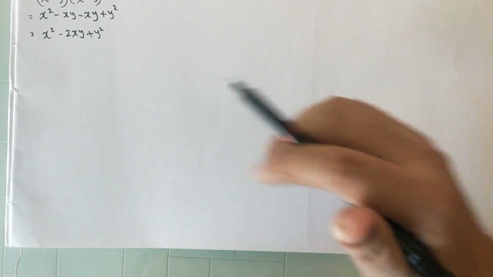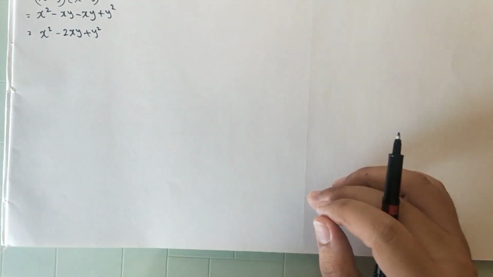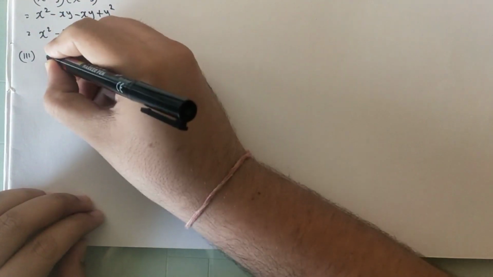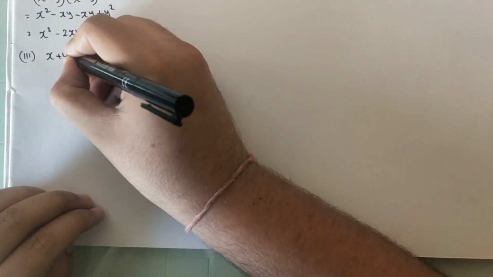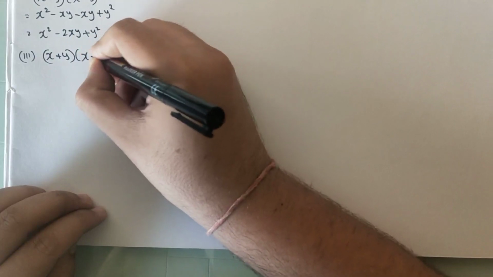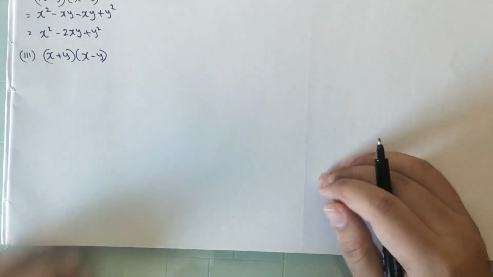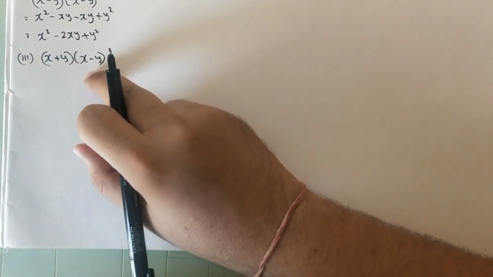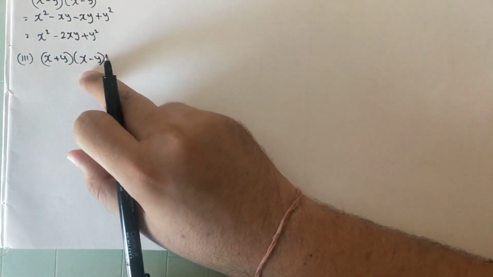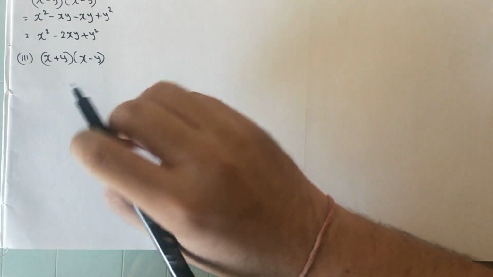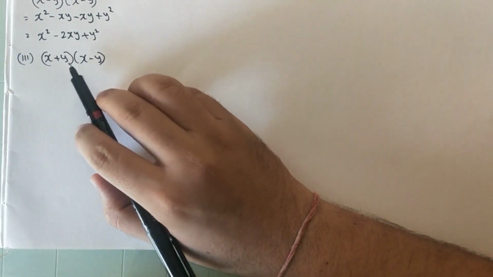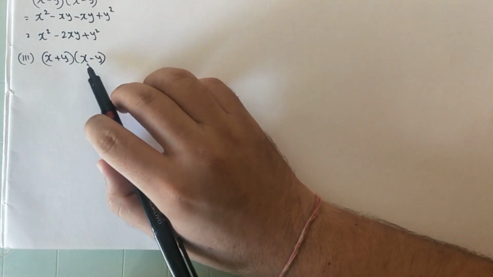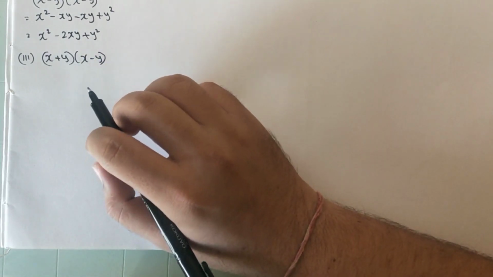Now let us proceed towards the third identity. My third identity is x plus y multiplied by x minus y. There are two brackets, and in both the brackets there are two terms. Both the terms are the same. The first term of both the brackets is the same and the second term of both the brackets is the same. But the difference is the sign. And these two brackets are getting multiplied.